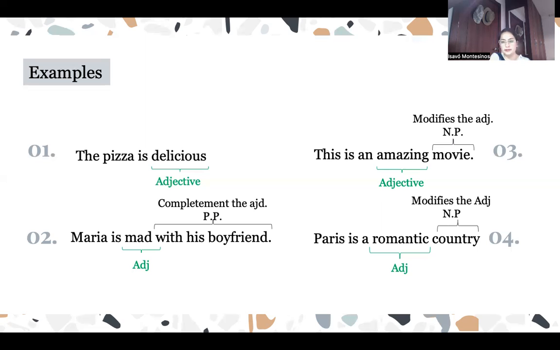This is an amazing movie. Amazing is the adjective, and movie is a noun phrase. It modifies the adjective, but also I think it's like an adjective alone because we're using just the adjective to give sense to these sentences. And the last one is Paris is a romantic country. Okay, the adjective is romantic and country is the noun phrase. It's because it modifies the adjective.